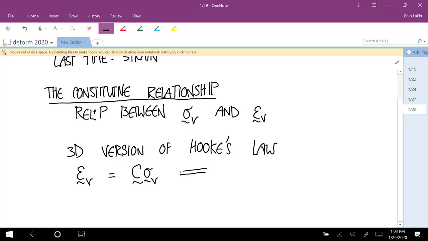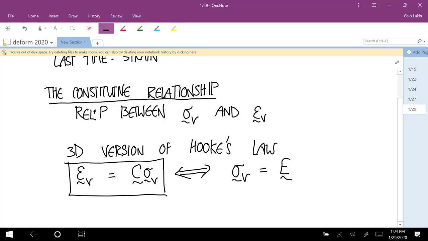or equivalently, this is the one we're going to use most of the time, because most of the time the stress is the thing we're going to be able to calculate through other approaches, and then we'll use it to calculate the strain. But you could also take the inverse of the compliance matrix, multiply it to both sides, and you would get that the Voigt stress is equal to the stiffness matrix times the Voigt strain.